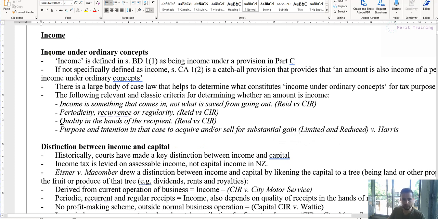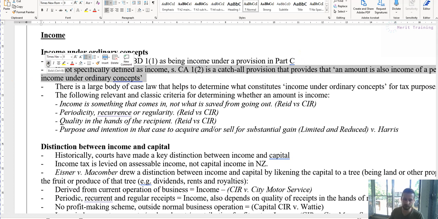So let's start off with what income is. It's quite a generic definition. I'm not sure you need to know this specifically, but it's good background information. We remember from before that it was defined in BD1, and the specific definition of that is any income under a provision in Part C. So basically, an income that's been specifically outlined in Part C. These are the kinds of income that you are aware of and familiar with, your rental income, your salary, things like that. Now, we've also got this catch-all provision, which is basically if it doesn't fall under this, let's just do a really broad one that picks up everything else, which you and I would agree should be income, but doesn't fall through the cracks for whatever reason.